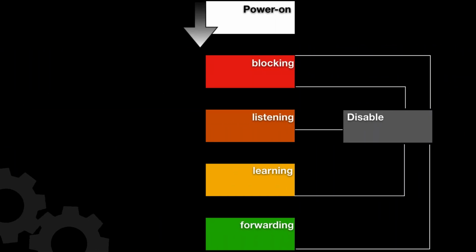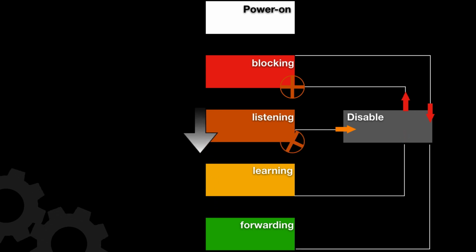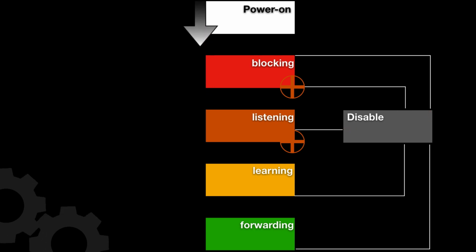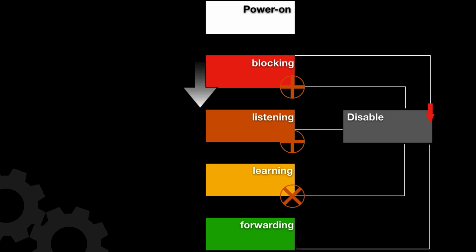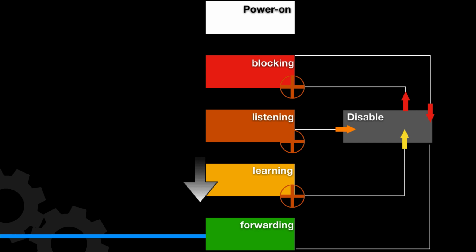Each Layer 2 interface on a device using spanning tree exists in one of these states. Blocking: the interface does not participate in frame forwarding. Listening: the first transitional state after the blocking state, when the spanning tree decides that the interface should participate in frame forwarding. Learning: the interface prepares to participate in frame forwarding. Forwarding: the interface forwards frames.